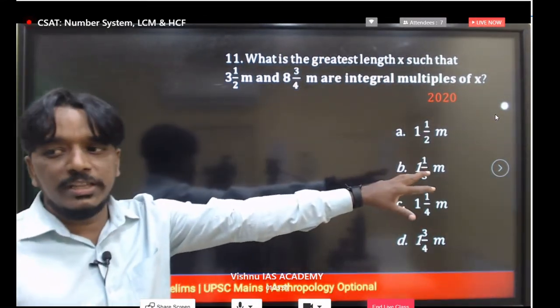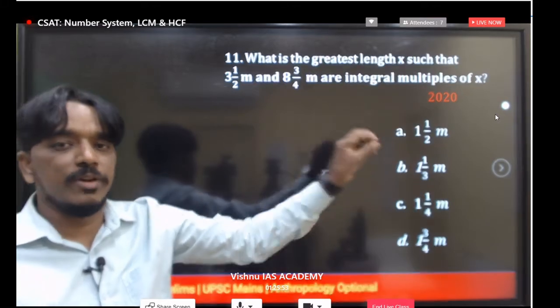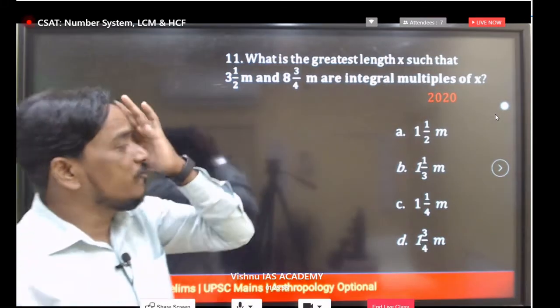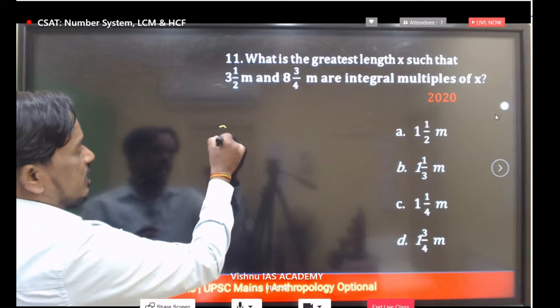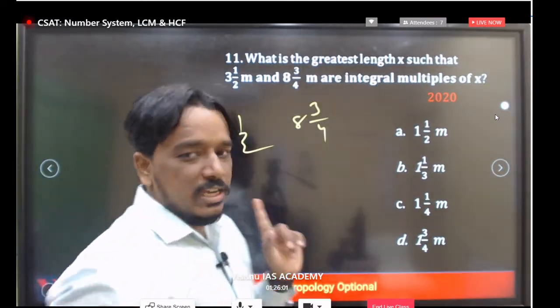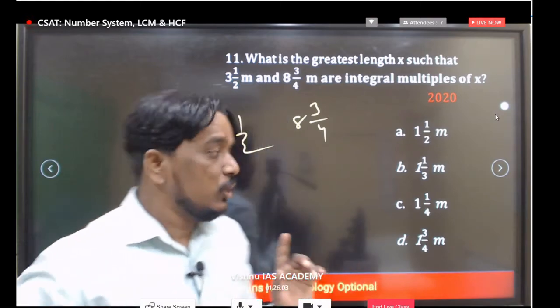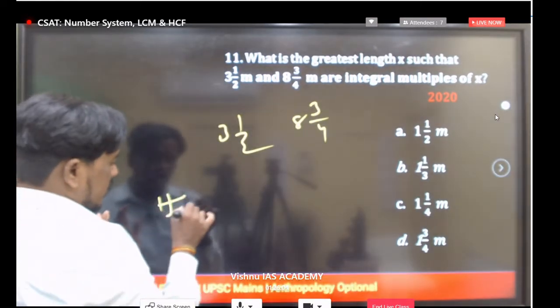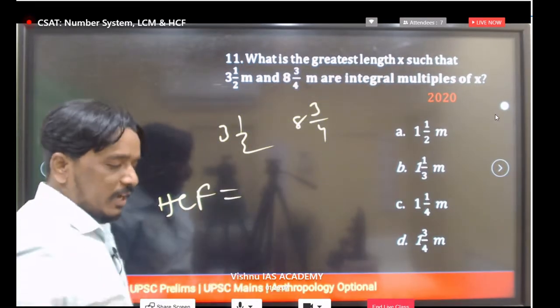Try to read the given data and try to answer this question. Very simple. These are the fractions you can convert into fractions. 3 1 by 2 is there, 8 3 by 4. Just now I gave the formula. Clear? You have to find out HCF of these two fractions.